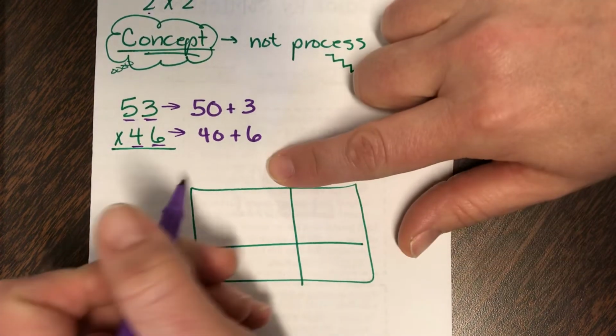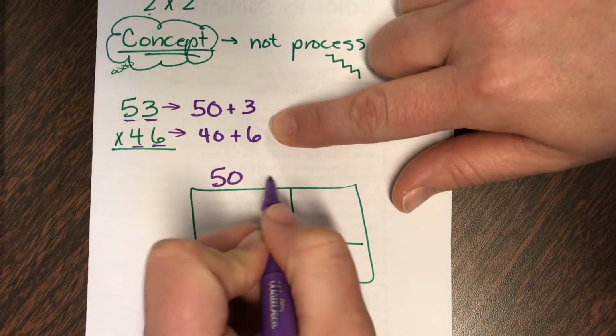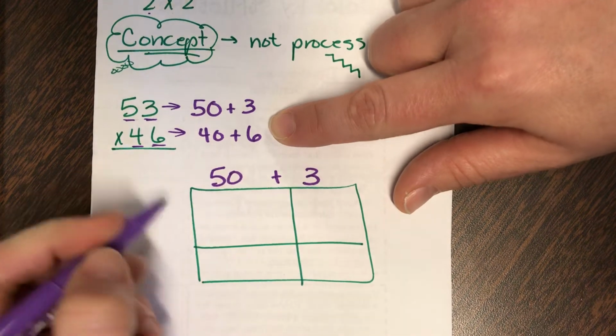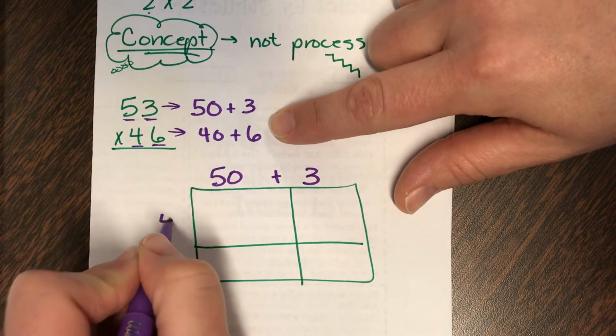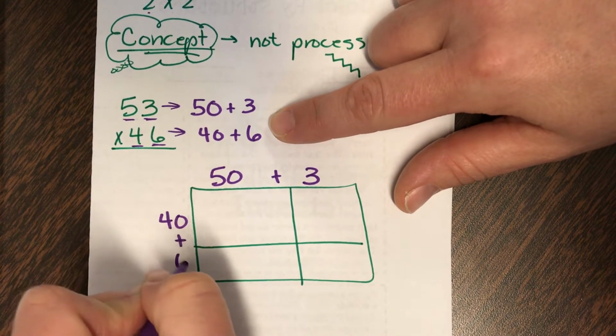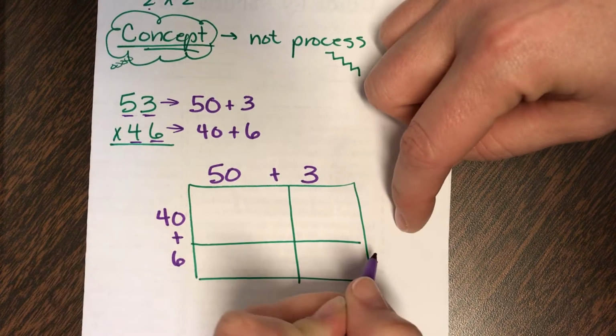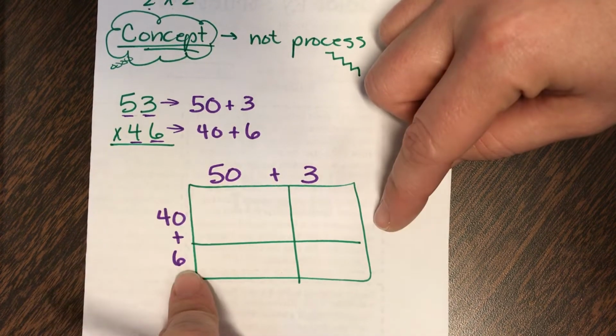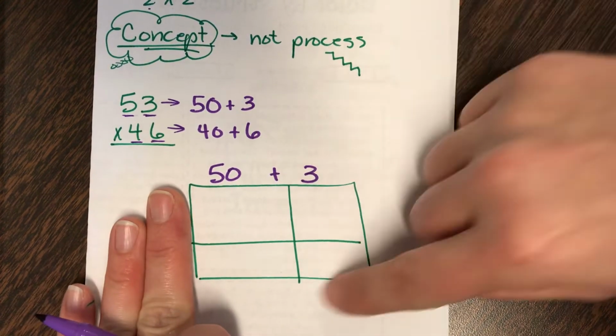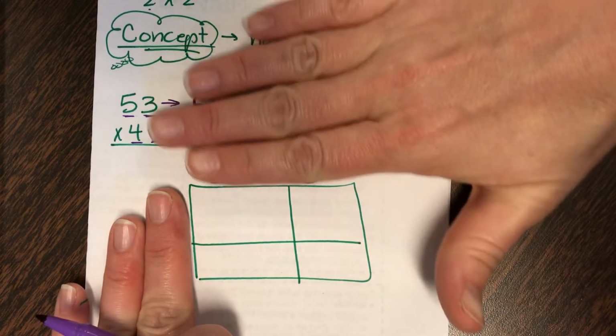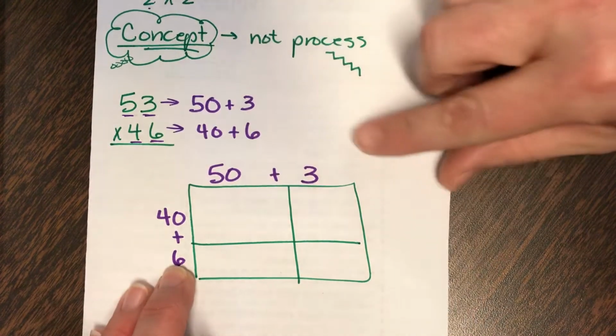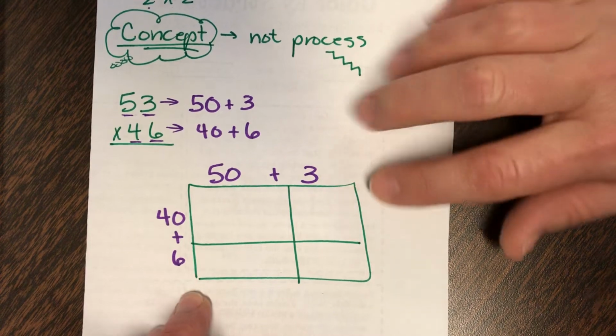At the very top here, we're going to put 50 plus 3, and then down the side, we're going to put 40 plus 6. And it doesn't matter whichever side you use. You do have to have one at the top and one on the side, though. You cannot have one at the top and one at the bottom, or you cannot have them both on the side. You need to have one at the top and one on the side.